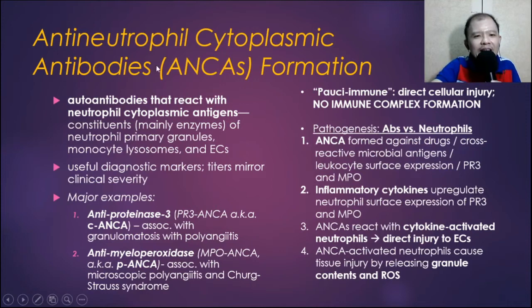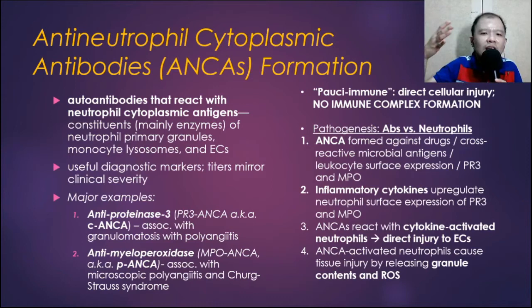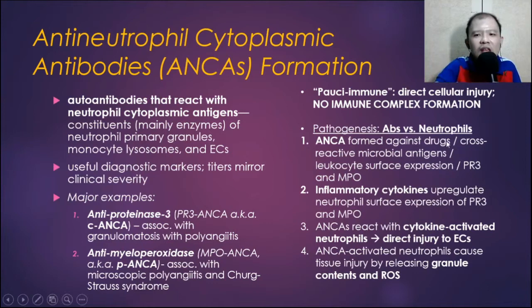ANCA, you have two types. You have the C ANCA, or the anti-proteinase 3. You have the P ANCA, which is the anti-MPO, myeloperoxidase. And what is the pathogenesis? It is the ANCA, or anti-neutrophil cytoplasmic antibody, reacting with the neutrophils of the blood, releasing reactive oxygen species and granule contents. You can read on your own.